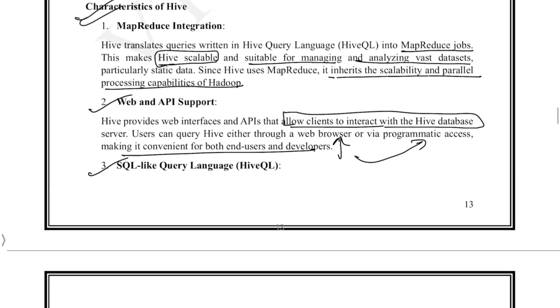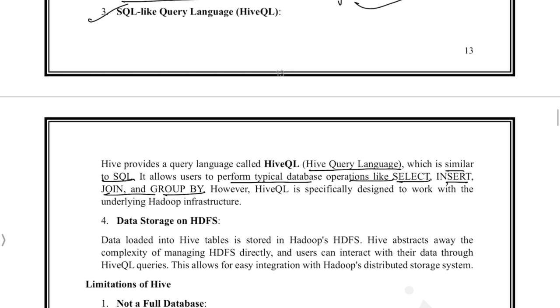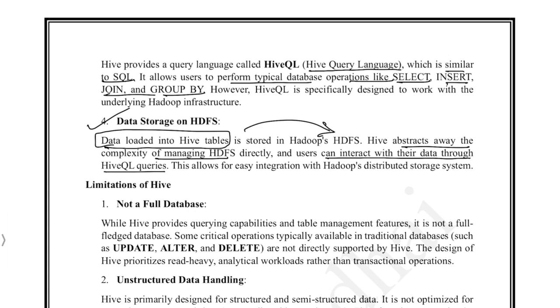Next is the SQL-like query language, similar to the MySQL server. HiveQL, the Hive query language, is similar to SQL. It allows users to perform typical database operations like select, insert, join, group by, and all the CRUD operations as well. Next is data storage on HDFS. Data is loaded into Hive tables, which are stored in the HDFS file system only. Hive abstracts away the complexity, and users can interact with the data through Hive queries. That means by making use of HiveQL queries, you can interact with the data which is present.